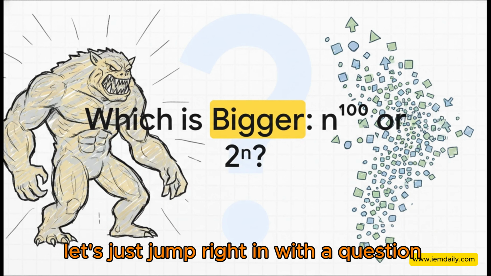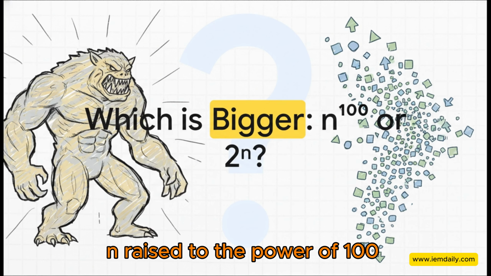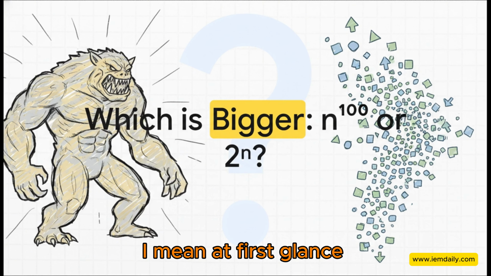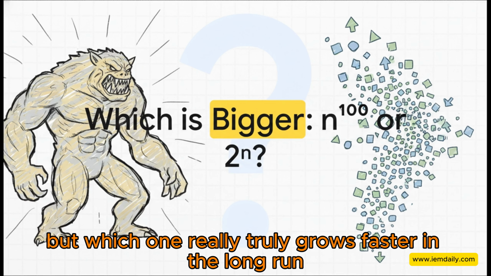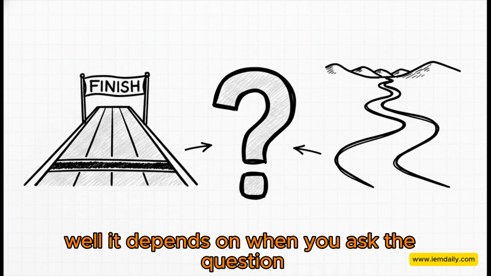So let's just jump right in with a question that's a bit of a brain teaser. Which one do you think is bigger? N raised to the power of 100 or 2 raised to the power of n? I mean, at first glance, that n to the 100 looks like an absolute beast, doesn't it? But which one really truly grows faster in the long run? And here's the twist. The answer is, well, it depends on when you ask the question.